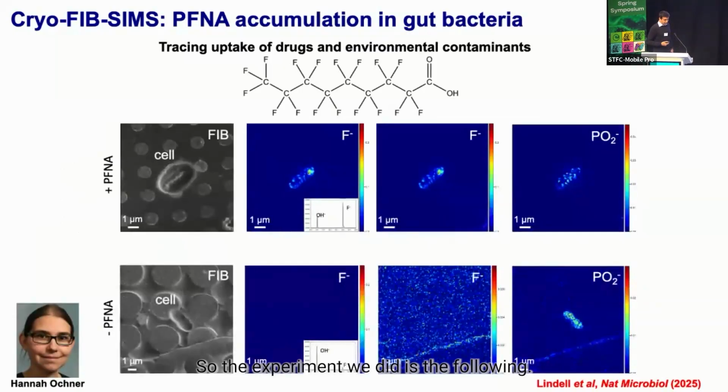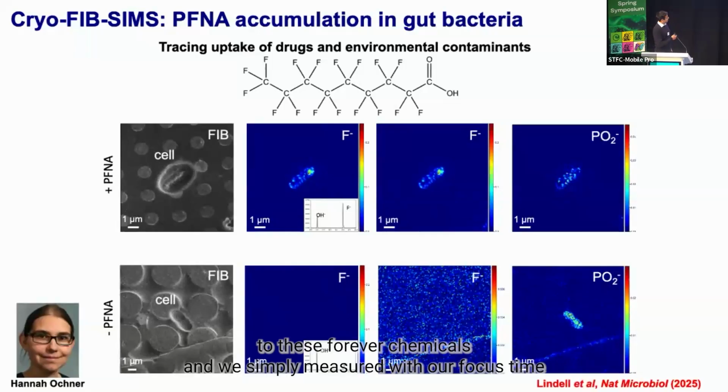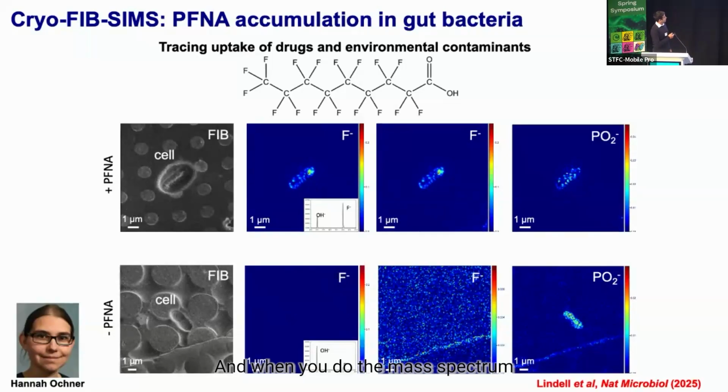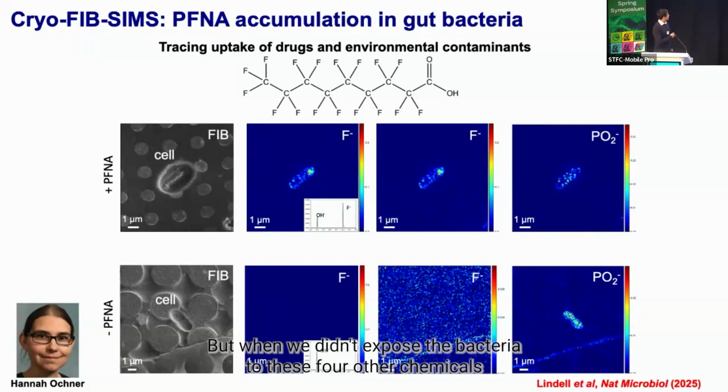The experiment we did is the following. We exposed human gut bacteria to these forever chemicals, and we simply measured with our focused ion beam FIB SIMS whether this molecule is present in the cell. So this is a cell, a secondary electron FIB image. And when you do the mass spectrum, we see a strong peak for fluorine inside this bacterial cell. You can see it, and this is a phosphate peak. But when we didn't expose the bacteria to these forever chemicals, we didn't see a peak for the fluorine.